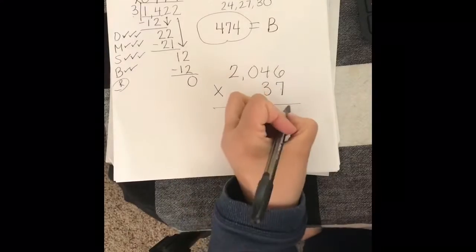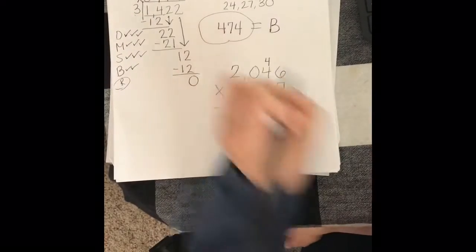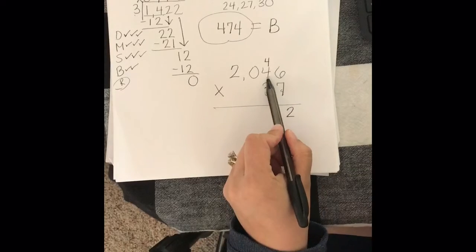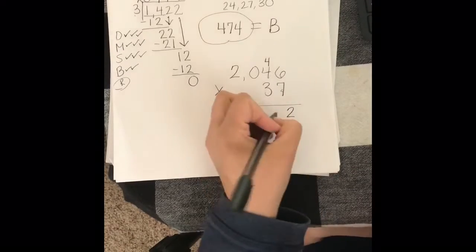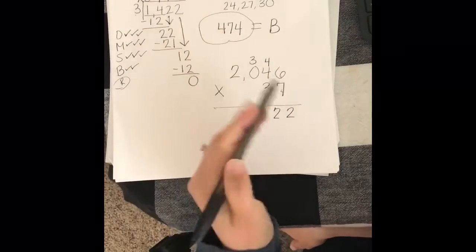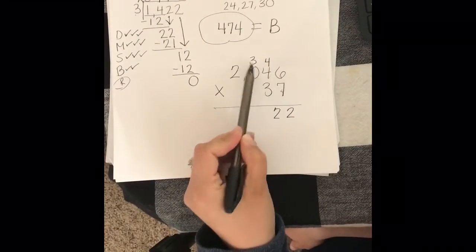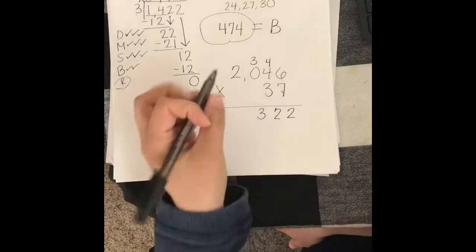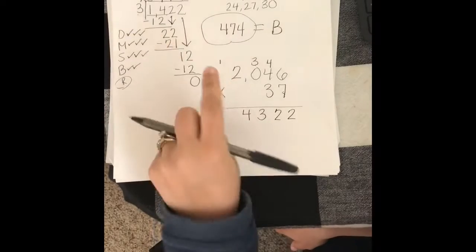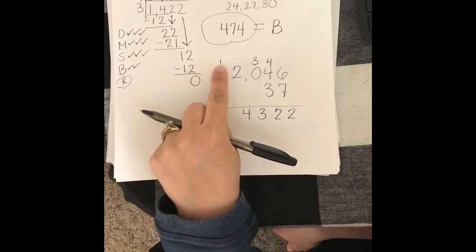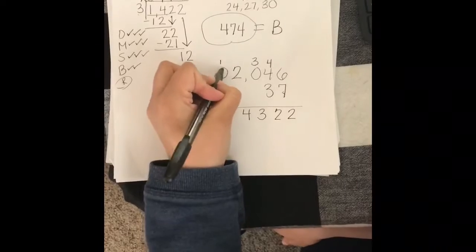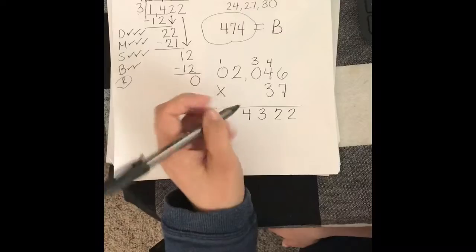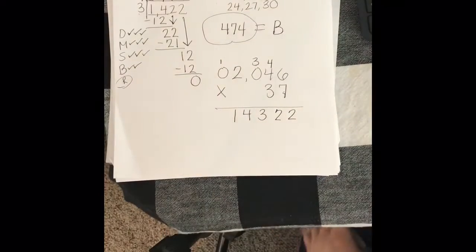7 times 6 is 42, so I can't fit that in one place value, so I have to regroup. 7 times 4 is 28. 28 plus 4 is 32. Again, regrouping. 7 times 0 is 0, plus 3 is 3. 7 times 2 is 14. Remember to make that one smaller because it's regrouping. It's not an actual number in the 10,000s place. So we're going to multiply 7 times 0, which is 0, plus 1 is 1. That's our first partial product.